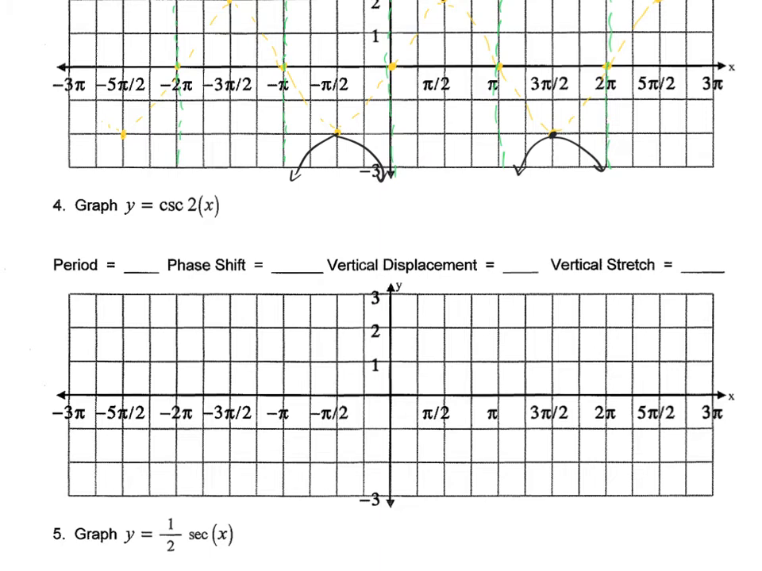Okay, now we're going to look at a different transformation. Here, we're graphing y equals cosecant of 2x. So again, the one we're using to create our asymptotes is 1 over sine x. All right, and we're going to look at our transformations. Our period, now there is a b value, so it is 2 pi divided by b, which is 2, so our period is now just pi. We have no phase shift. We have no vertical displacement, and our vertical stretch is just our normal amplitude of 1.